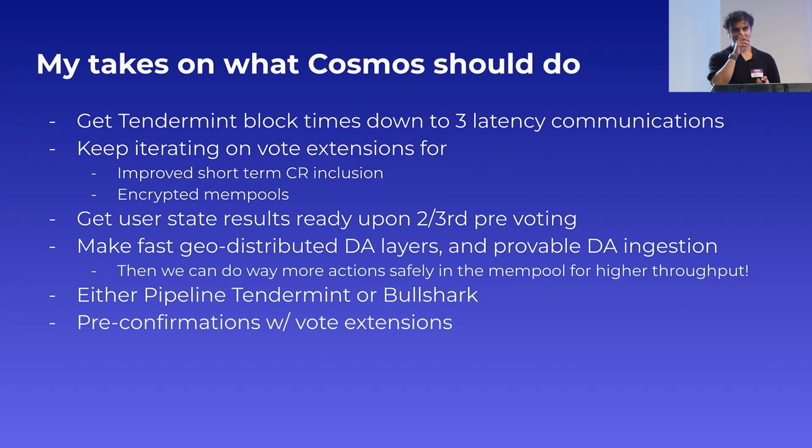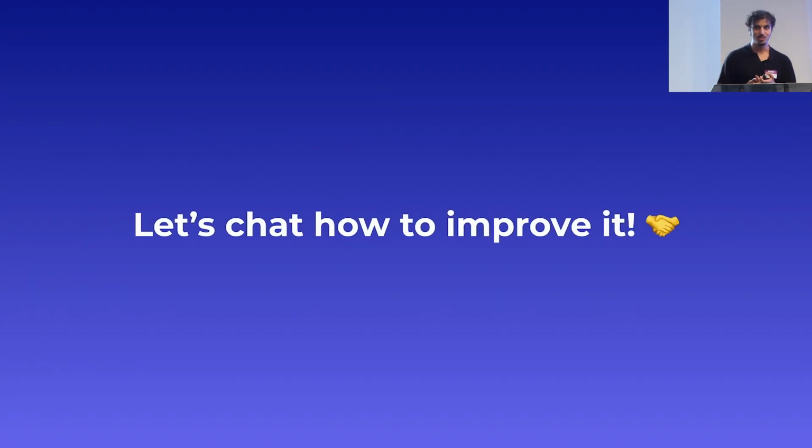Then after that, we can consider pipelining Tendermint or doing Bullshark. It's just a very cool long-term improvement, and pre-comps with vote extensions. That's my proposed thing. So yeah, let's chat on how to improve it, especially if you're focused on Tendermint improvement stuff. Thank you everyone for your time. And yeah, if you have any questions? I know that was buried in the weeds, so I hope there are questions for things I can explain better.